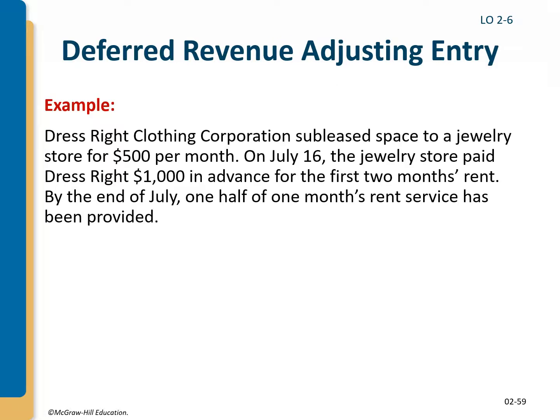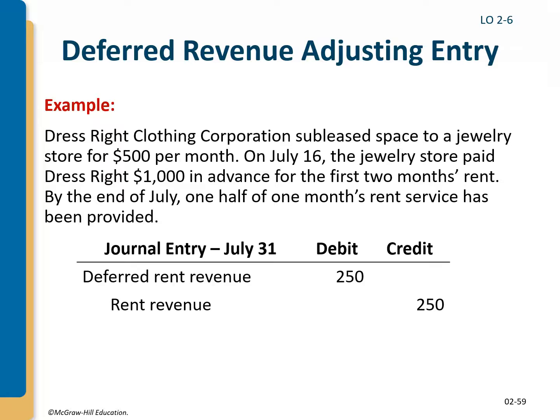Example. Here's the sublease DressRight made to a jewelry store for $500 a month. July 16th, they got $1,000 in advance for the first 2 months' rent. By the end of July, 1/2 of 1 month's rent service has been provided. So, $1,000 for 2 months, $500 for 1 month. 1/2 of 1 month would be $250. Should be recognized as rent revenue by DressRight.